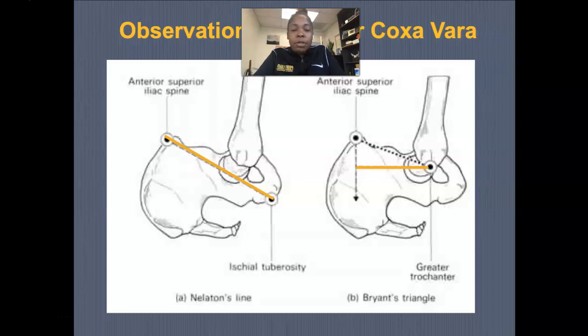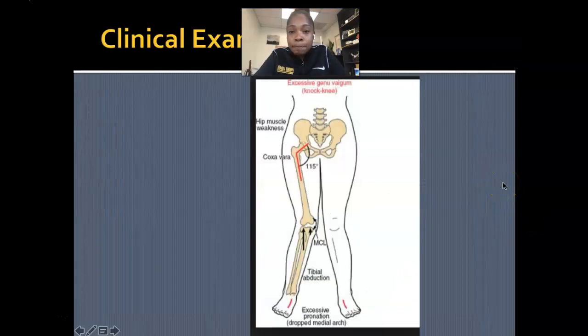But we can do a few different tests. Again, we'll do these in lab, so I'm not going to spend a whole bunch of time in a lecture talking about them. But Nilton's line, where we look at the angle between the anterior superior iliac spine and the ischial tuberosity, is going to tell us the relation of the greater trochanter. And so we'll talk about that in lab. The other that we can do kind of eyeball is Bryant's triangle. I'm going to argue that you'll need an x-ray to do this one, but it is certainly something that your textbook alludes to and mentions, so I'm putting it here for exam purposes.